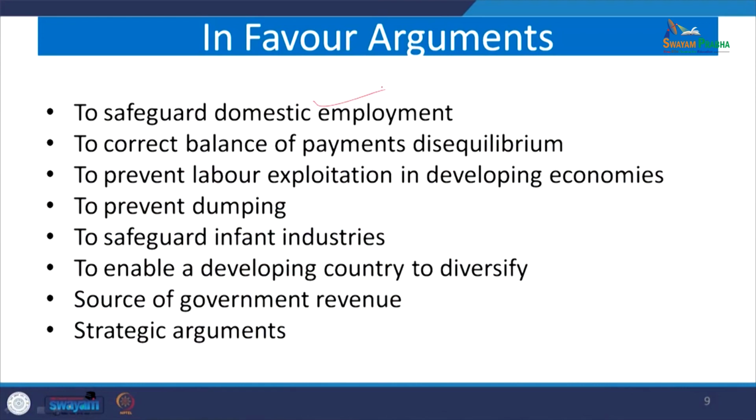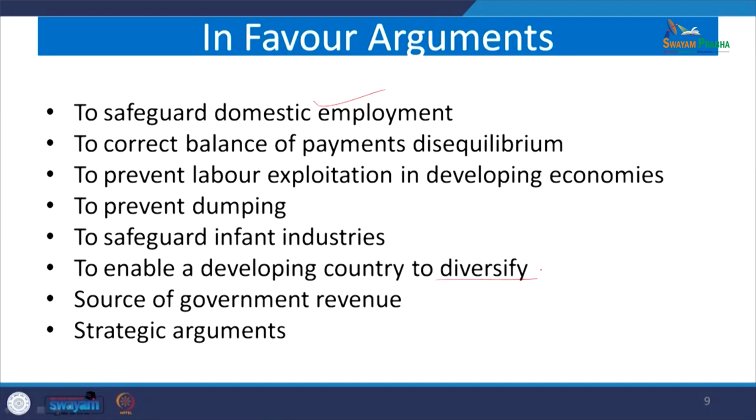Though I have already said it, I will explain again. It protects employment, safeguarding domestic employment. Protection is required to correct balance of payment disequilibrium. Also, to prevent labor exploitation in developing countries, some forms of protection are required. And for dumping, similarly for infant industries and safeguarding those industries, enabling developing countries to diversify products, as a source of government revenue, and the strategic argument, these are very essential.